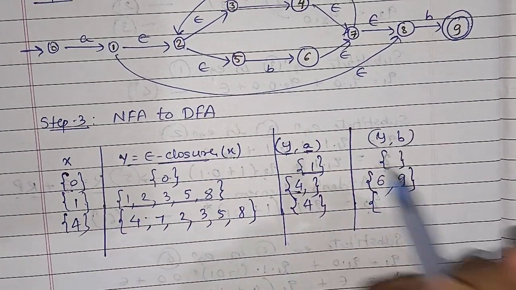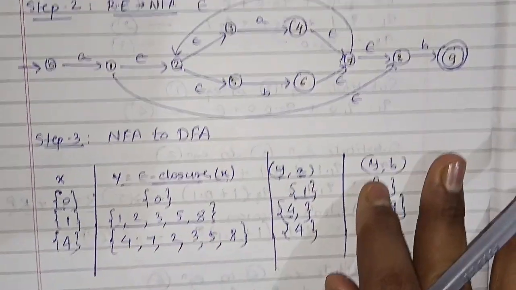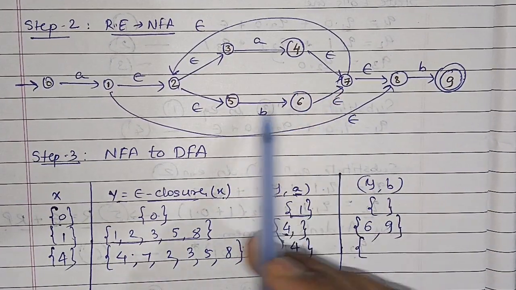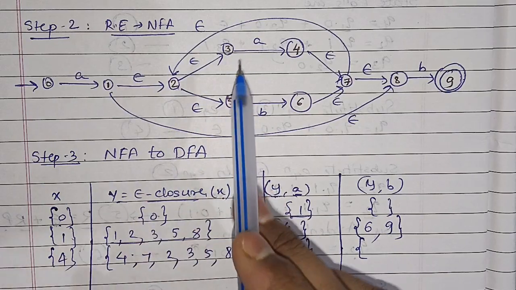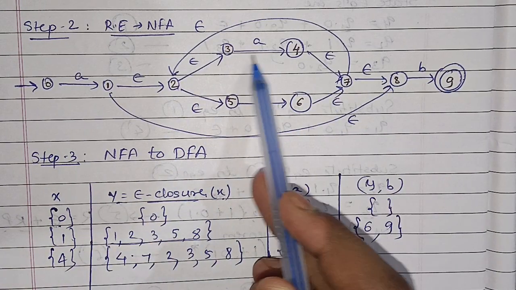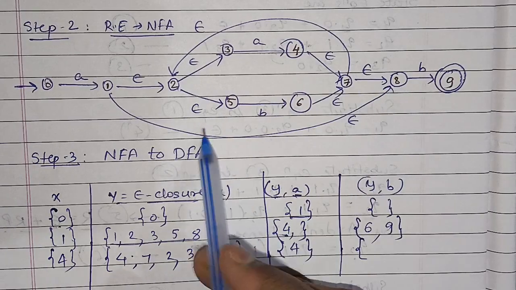4 is done, now I will check for B. 4 is receiving B, no transition. 7 is receiving B, no transition. 2 is receiving B, no transition. 3 is receiving B, no transition. This is a transition for A only.